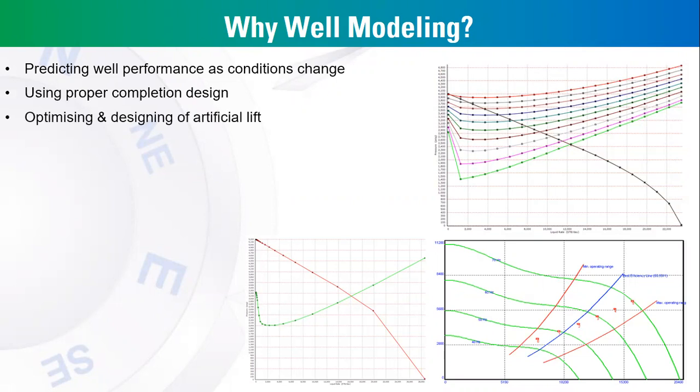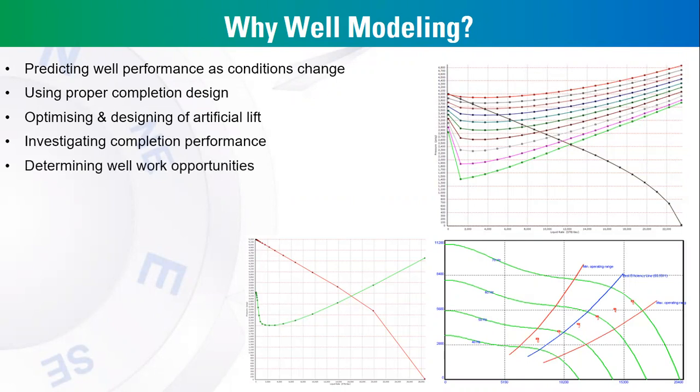Also, the optimization and designing of the artificial lift. So as you can see, we have just an ESP pumping curve, and you can design and optimize this artificial lift system using the valid well models. Also, you can check the completion performance and the completion efficiency and stimulation operations like hydraulic fracturing, acid stimulation, and so on.